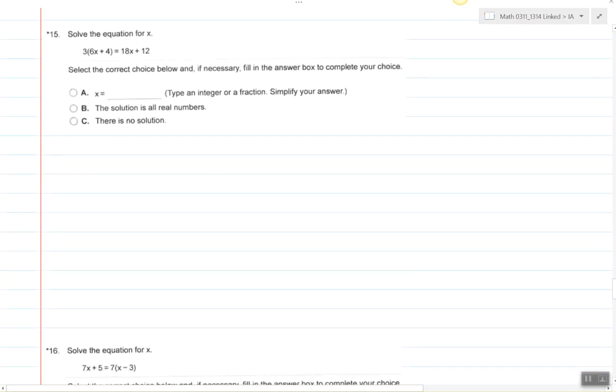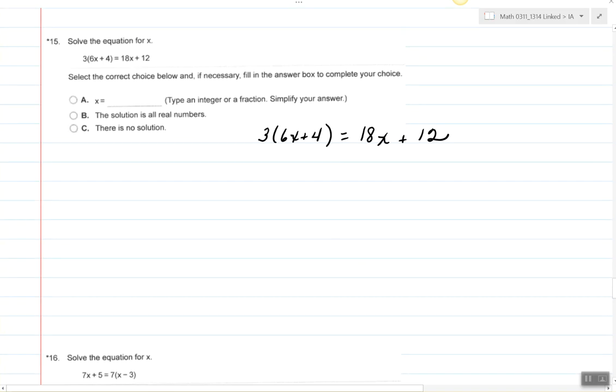All right, next problem. I have 3 parentheses 6x plus 4, close parentheses, is equal to 18x plus 12. I don't have any fractions or decimals. This little barrier line is certainly optional. I'm going to use the distributive property on the left-hand side. 3 times 6x is 18x. 3 times 4 is 12. Equal sign. 18x plus 12.